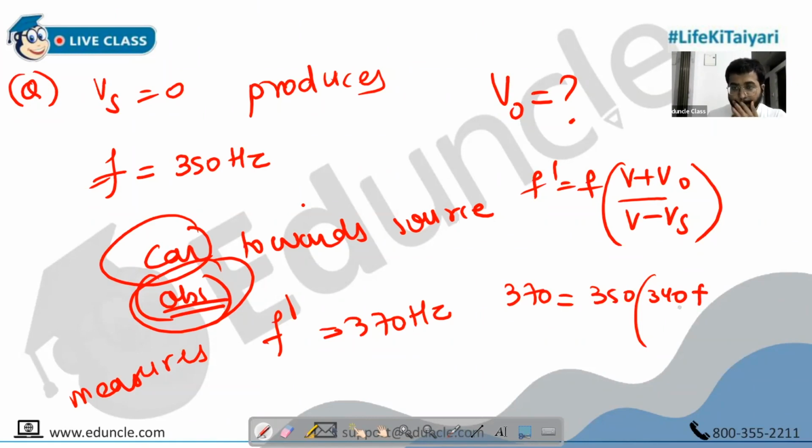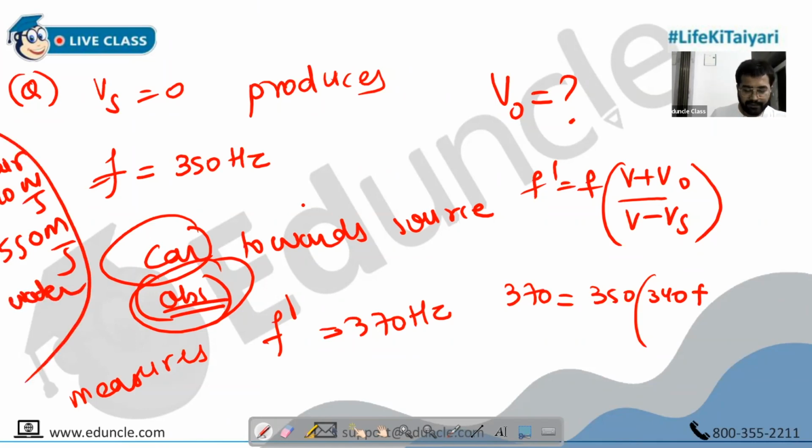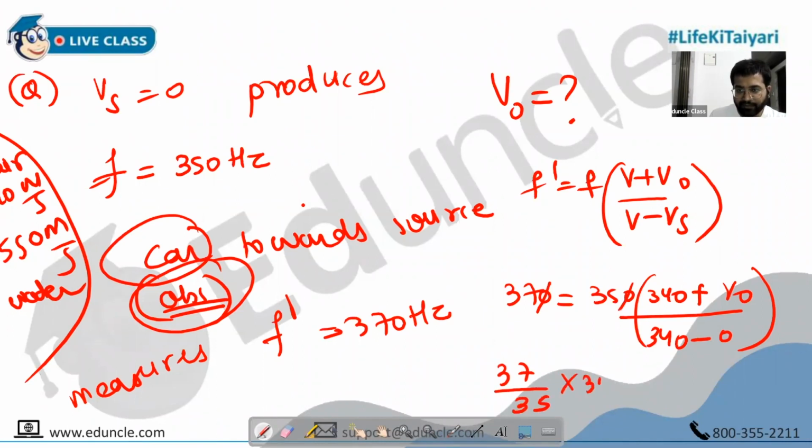You can also remember speed of sound in water is 1550 meters per second, and speed of sound in air is 340 meters per second. This is air, this is water. These are two popular values. So 340 plus observer, you want to find, over 340 minus source. They have given it's at rest. So it's easy calculations. We have got 37 upon 35 into 340 plus VO.